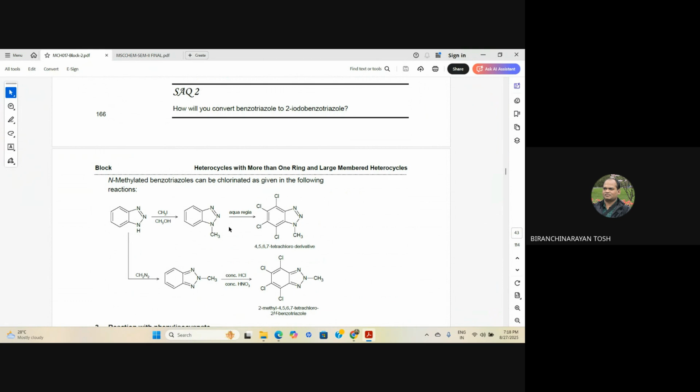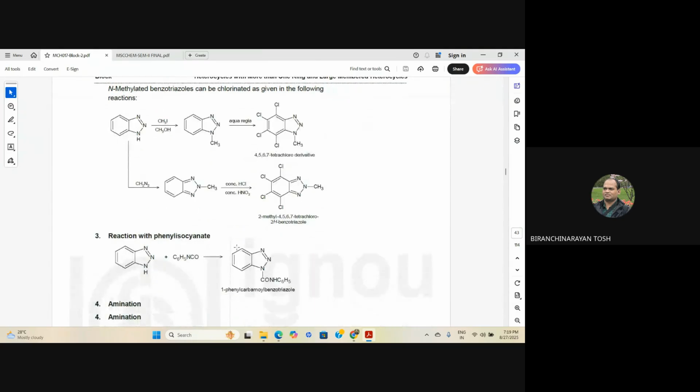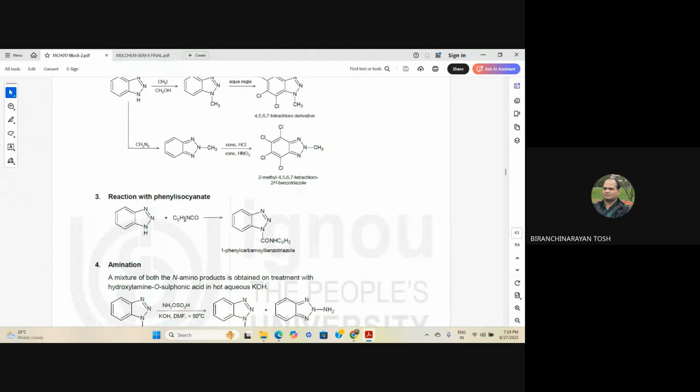Then with aqua regia, what will happen? Chlorination will occur in the benzene nucleus. A 4, 5, 6, 7 tetrachloro derivative will be formed. So when it reacts with diazomethane, there will be isomerization to the second position. The methyl group will attach to the second nitrogen atom and we will get 2-methyl 4, 5, 6, 7 tetrachloro 2H benzotriazole. Here it is 1-methyl, here it will be 2-methyl. With phenyl isocyanate, it will react producing 1-phenyl carbamoyl benzotriazole.